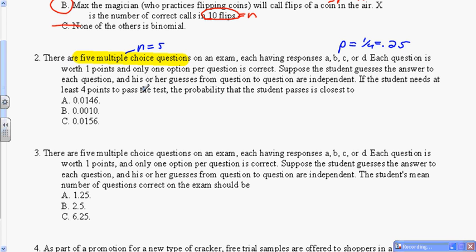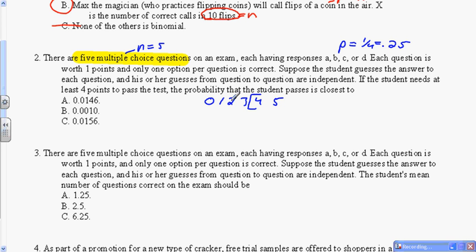If the student needs at least a 4 to pass the test, the probability that the student passes is what? Okay, let's look at this then. We have 2, 3, 4, and 5, 1, and 0. These are all the possibilities. None correct all the way to 100%. To pass, he needs at least 4. That's what we're talking about.